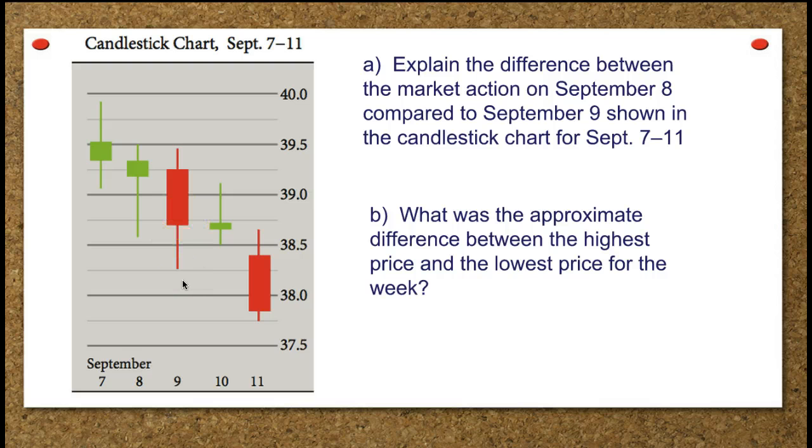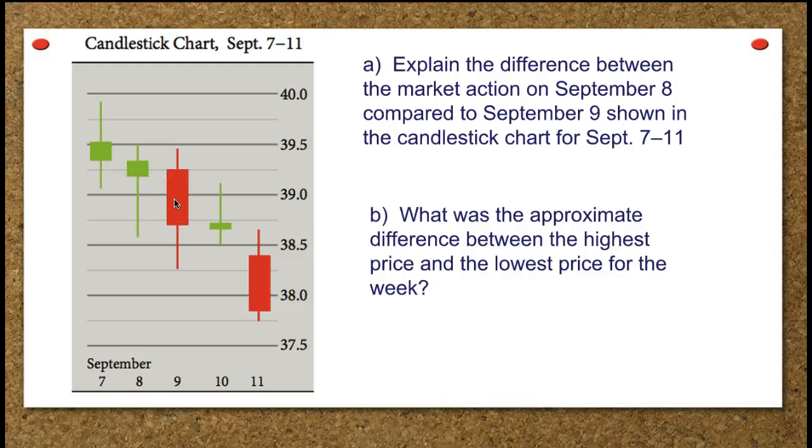If you followed the video, then you know that a green one means that we closed at a price higher than what we opened, a rising price. Whereas a red one means we closed at a price lower than what we opened. So the action means that our price is going down.